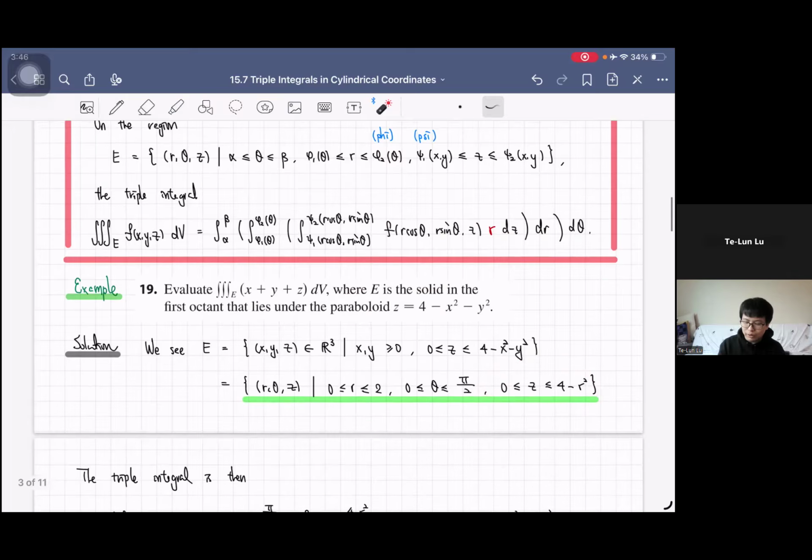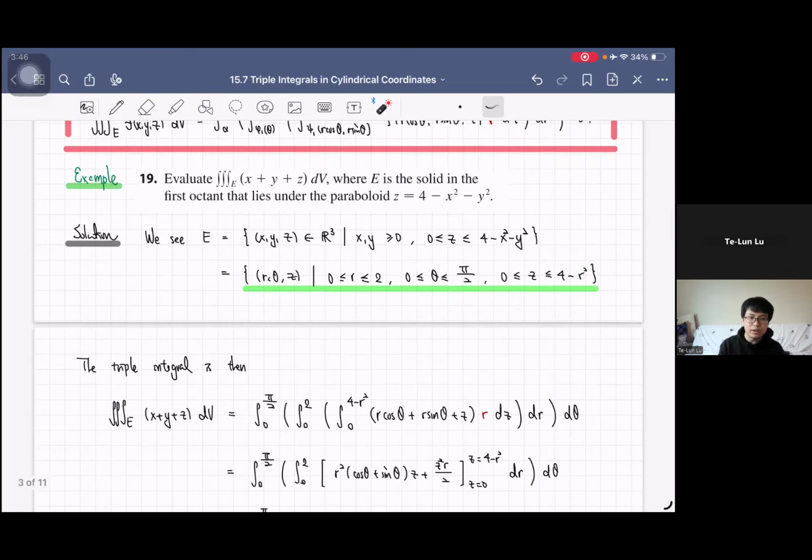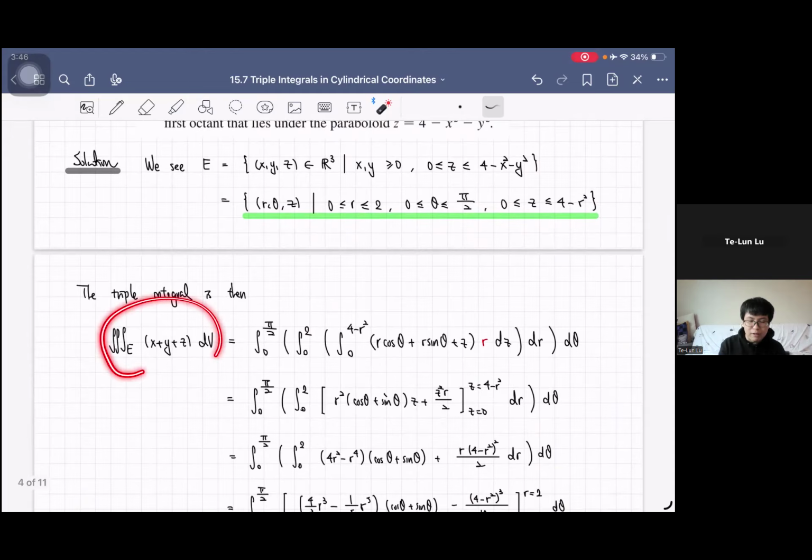So based on that description, we can now perform our integration. So the triple integral by Fubini's theorem can be written down in terms of, first of all, replace the integrand. x is r cosine theta, y is r sine theta, and z is just z. And for the boundary, the constant boundary theta goes from 0 to pi over 2, and r goes from 0 to 2. Whereas the last term, Jacobian, don't forget this r, there's always an extra r when you're performing the cylindrical coordinates.